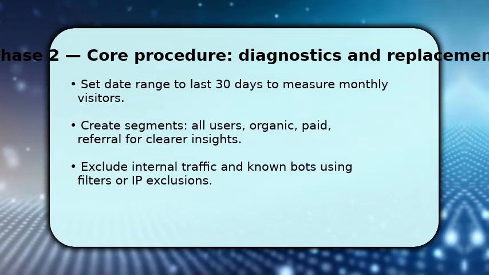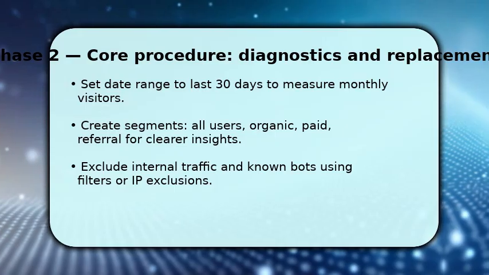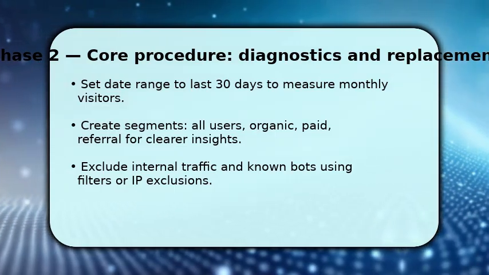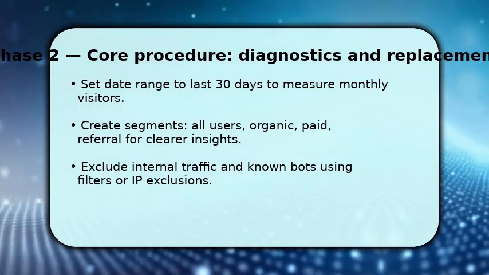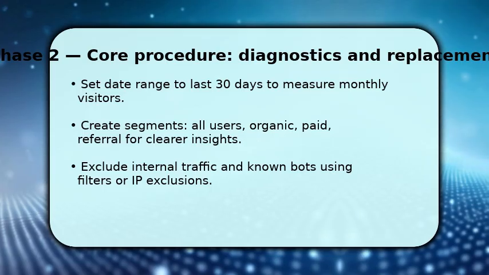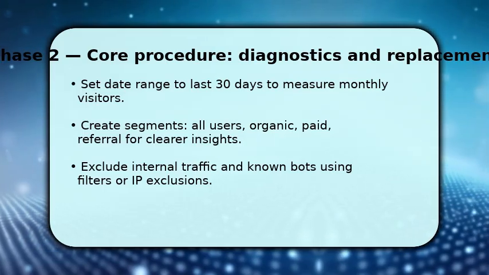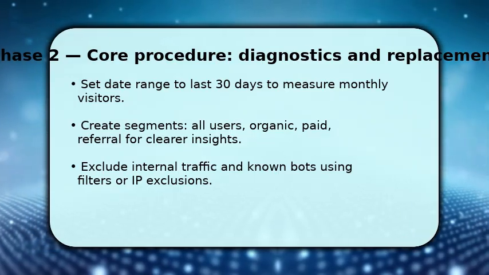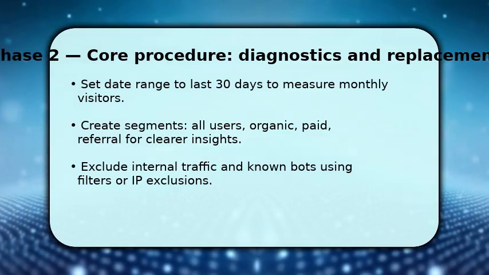Then make segments: all users, organic traffic, paid campaigns, referrals, so you can compare sources side by side. Also, apply filters to exclude internal IPs and known bots. This reduces noise and gives more accurate counts. If sampling appears, narrow the date range or adjust report settings until the numbers stabilize and look consistent.